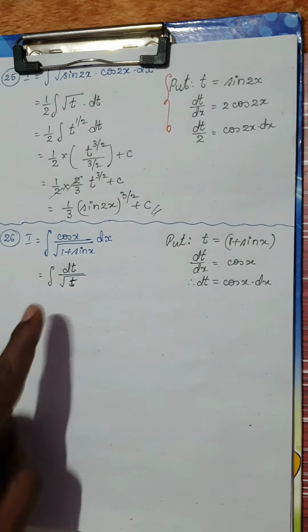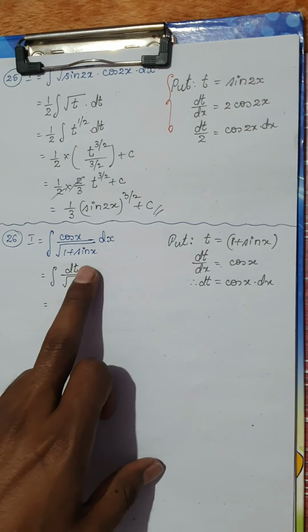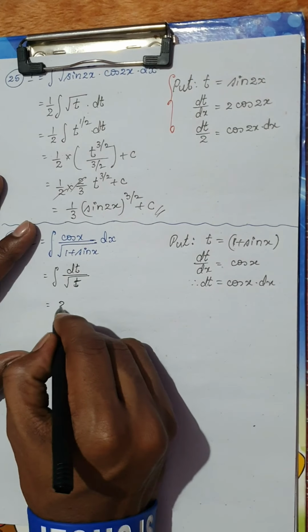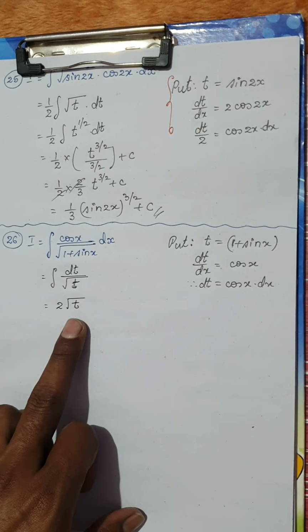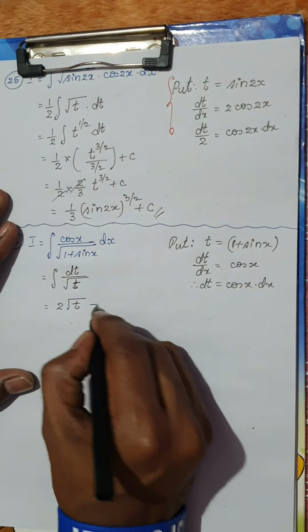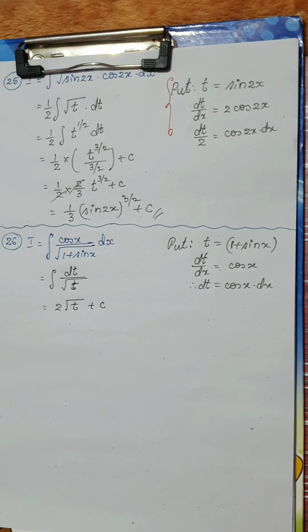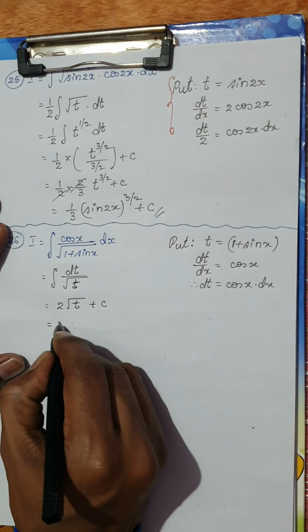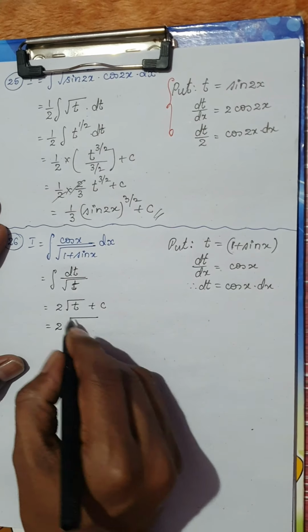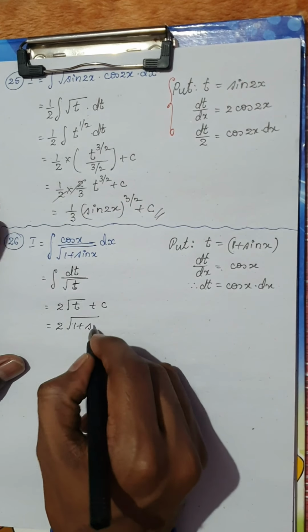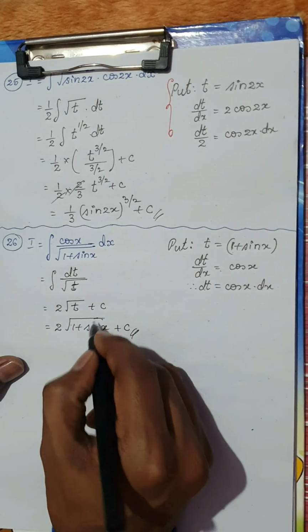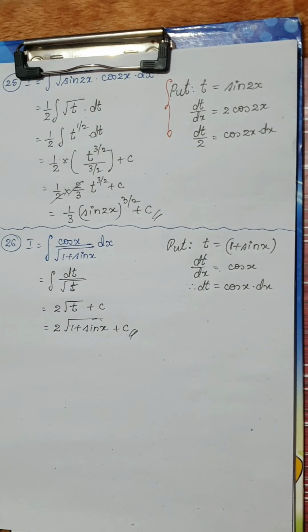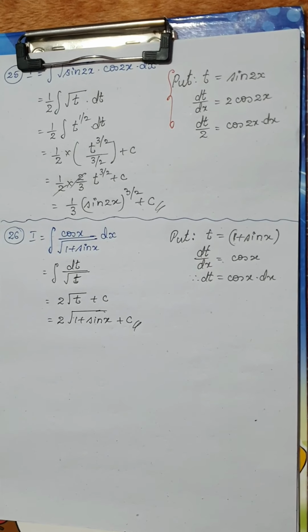Okay, now this is a standard result. The integral of 1 by root x is nothing but 2 times root x. So since you are integrating with respect to t, it is 2 times root t plus a constant of integration. So the final result would be 2 times root of, replace back for t, that is 1 plus sin x, plus the constant of integration, and that would conclude the solution for this integral.